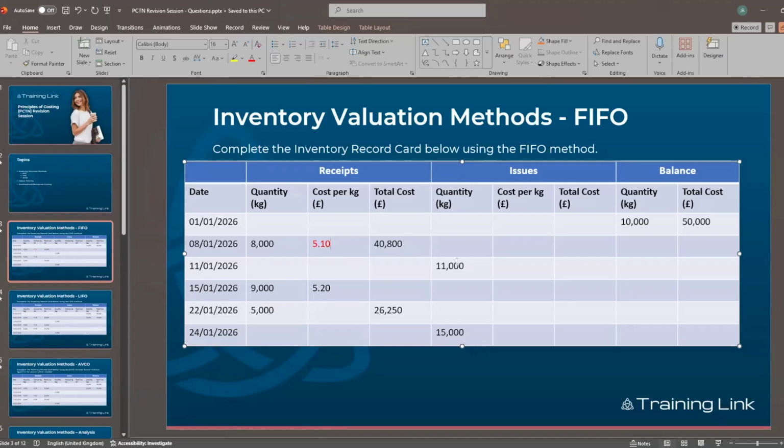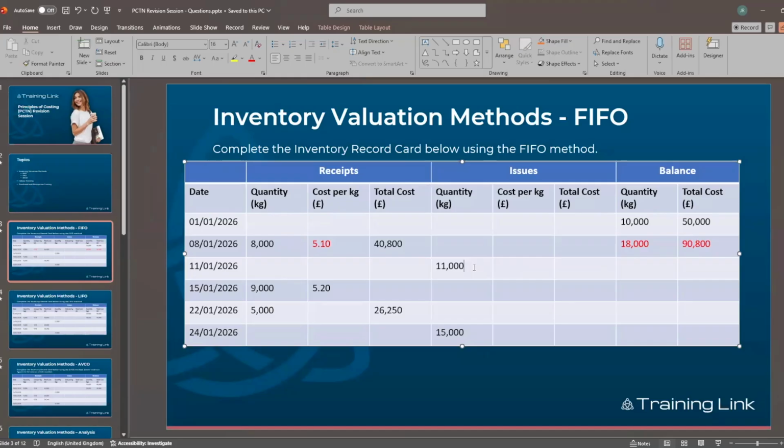Then we get to the 11th of January, and we've got our first issue, for 11,000 kilograms. How we work out the cost of this issue and how it affects our balance depends on the method we're working with. Just before we get on to that, we'll add our receipt into the balance column. So 8,000 onto the 10,000 brings us up to 18,000, and that came at a cost of 50,000 plus 40,800, so that should give us £90,800.